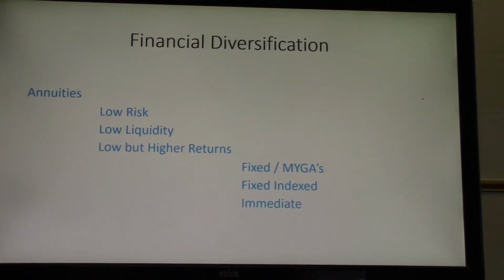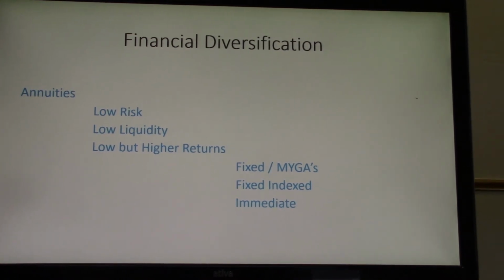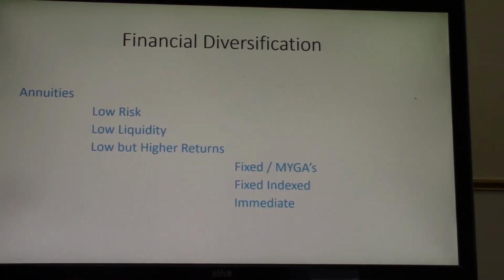You also have the fixed indexed annuities. Why they're called fixed indexed is they are tied to the performance of the market, but they are not invested inside of the market. So they're fixed. You cannot lose money on these, but you can make a little bit more than you would with either a MYGA or your CDs. So you end up getting about 40% of what the market does, somewhere in that neighborhood. And then you have the immediate annuities.